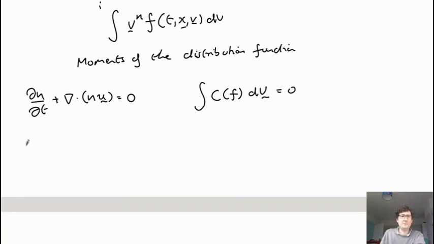Then the next one is the momentum equation, so you end up with an NU.